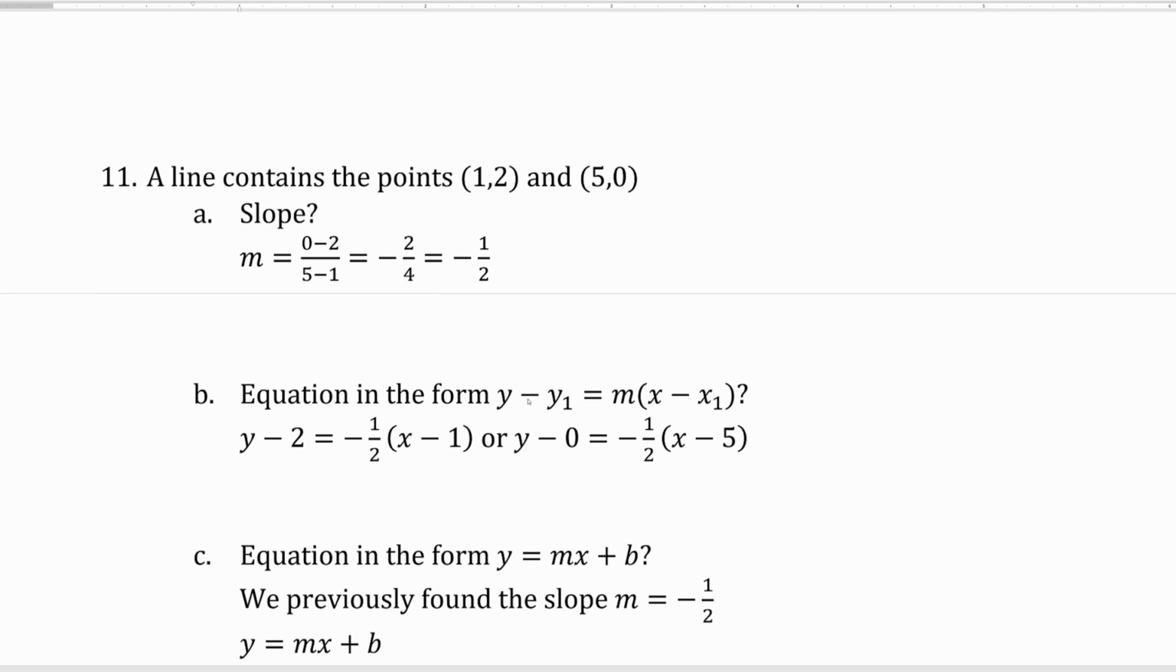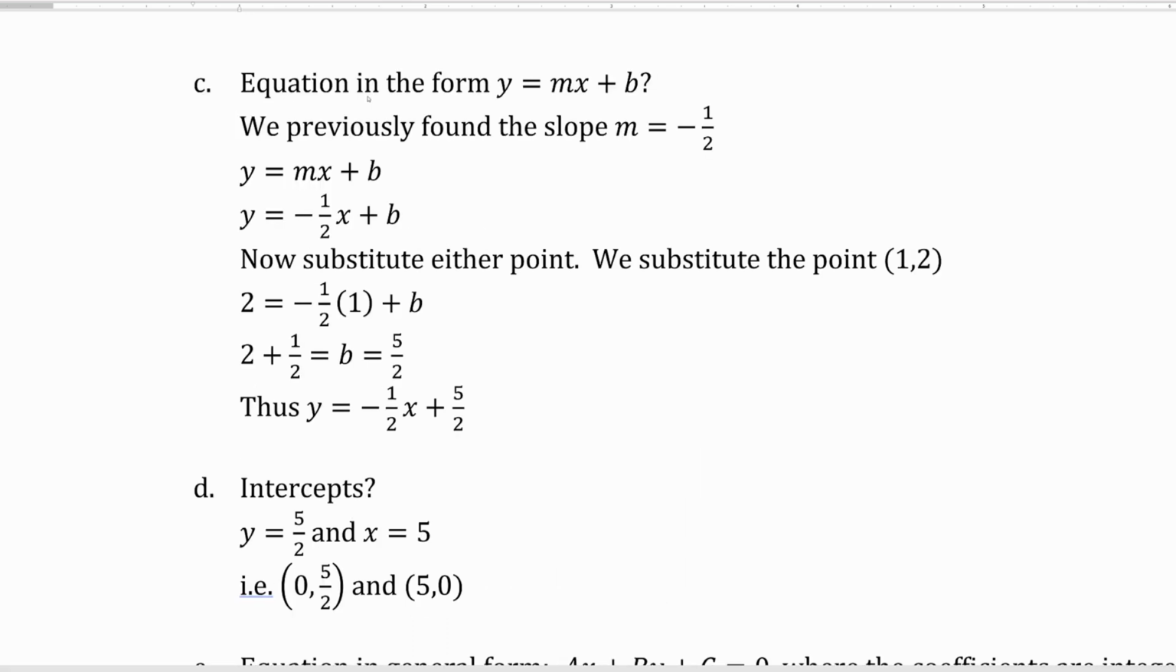What's the equation in the form y minus y1 equals m(x minus x1)? This is the slope-point form. We can use either point for x1, y1. For the first equation, we use (1, 2): y1 is 2, and x1 is 1. And for the second equation, our y1 is 0, and our x1 is 5.